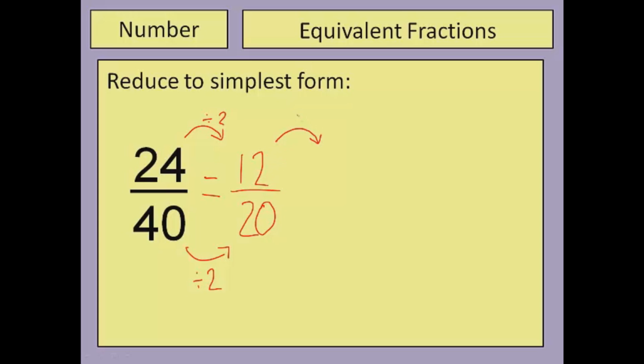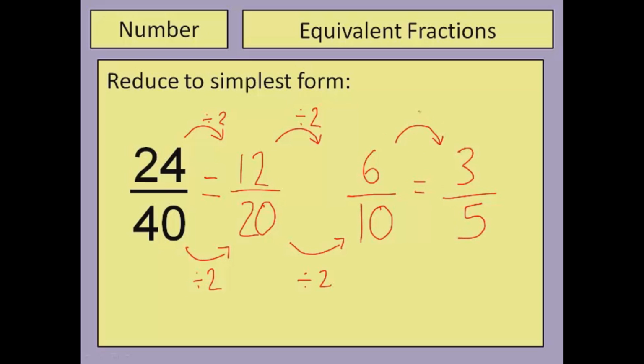In fact, we can divide by 2 again, because they're both even. So let's divide by 2, and then divide by 2 on the bottom. And we'd end up with 6, and then 10. And in fact, we can go again. We could divide by 2 one more time and get 3 and 5.